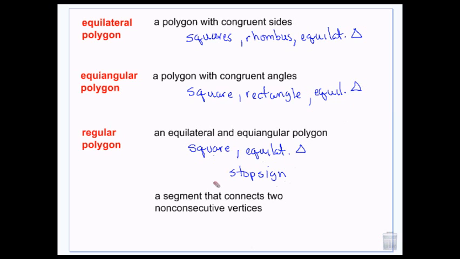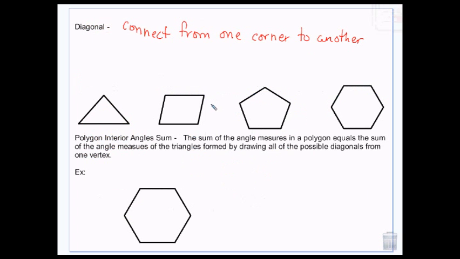Okay. Now the diagonal is the segment that connects two non-consecutive vertices. I'll show you what that looks like in a second, but we talked about how you can tell if it's convex or concave is that all the diagonals are on the inside. Diagonals connect from one corner to another. A triangle has no diagonals because there's no way to connect the corners without actually being a side. And a diagonal is not a side.